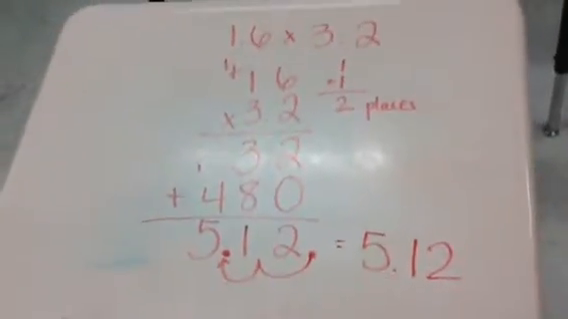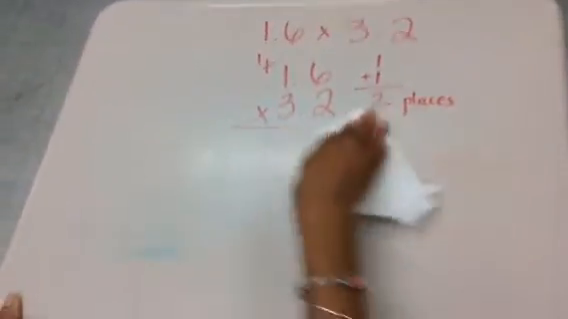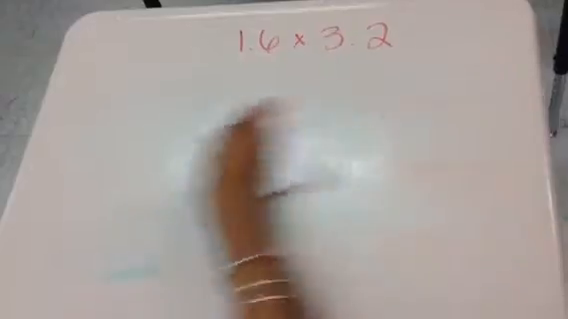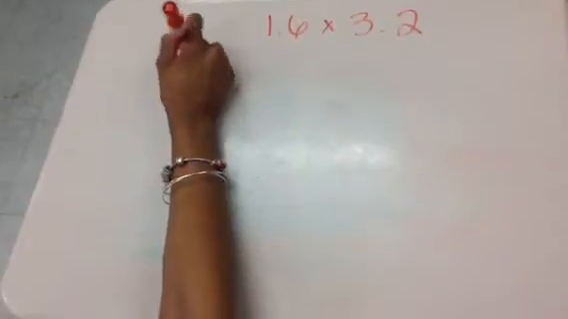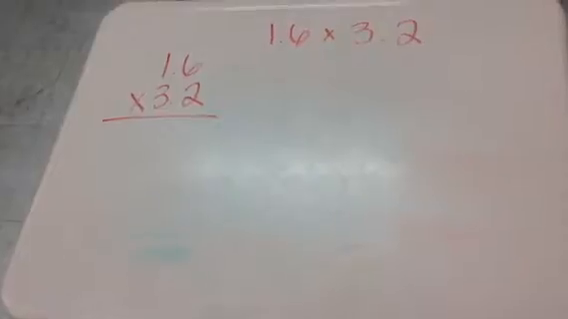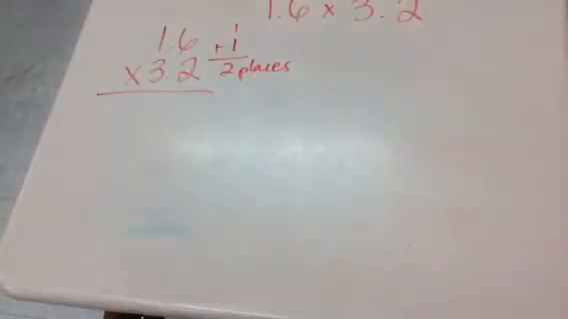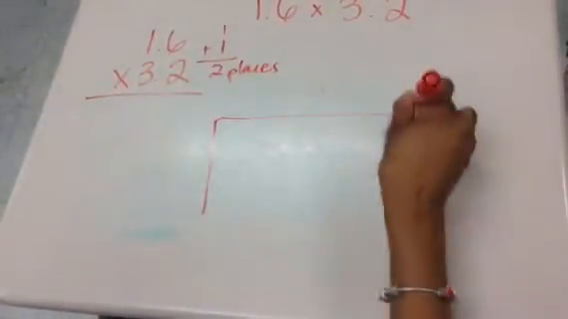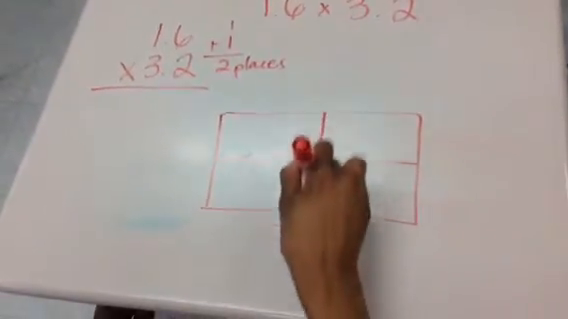Now, I know some of you all don't really feel that standard algorithm. You like the partial product. Guess what? You can do it with that too. The first thing you always have to do is write your numbers to the side. Just like before, we count our places just like before. We have 1 place here, 1 place there. Gives us 2 places. And now we're going to do our partial product.